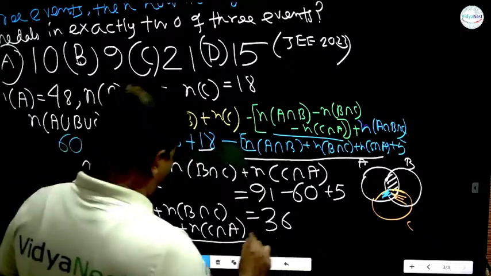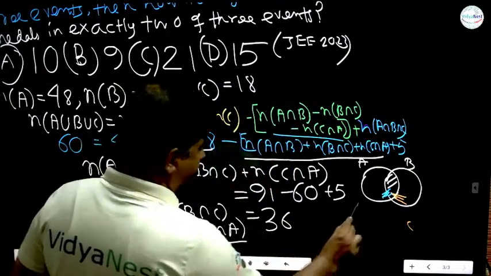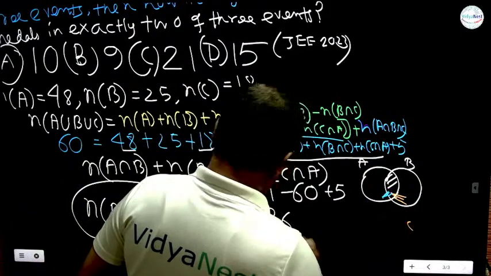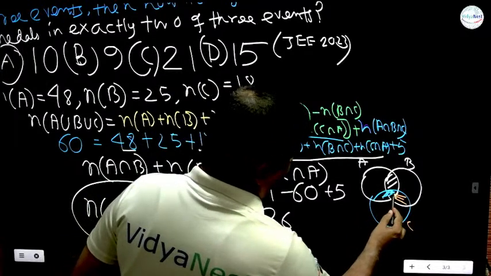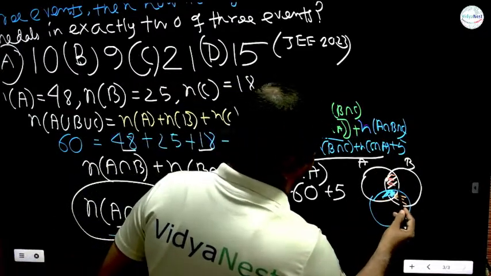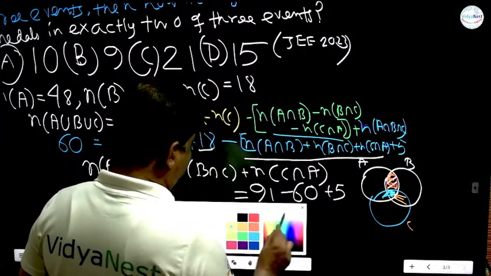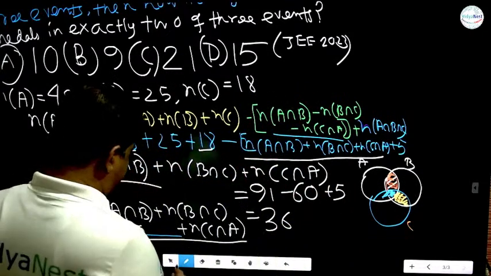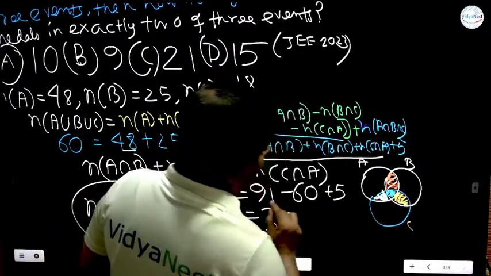I have to find only this region, exactly 2. Exactly 2 means this part has to be removed from each one. Why? This region, see, I am just shading it. This part is exactly A and B. This part, where yellow is, is exactly B and C. Yes or no? And the white part here is exactly A and C.